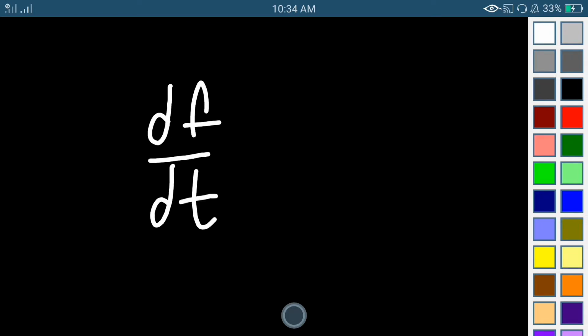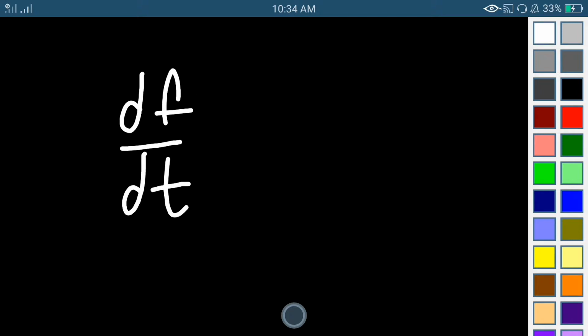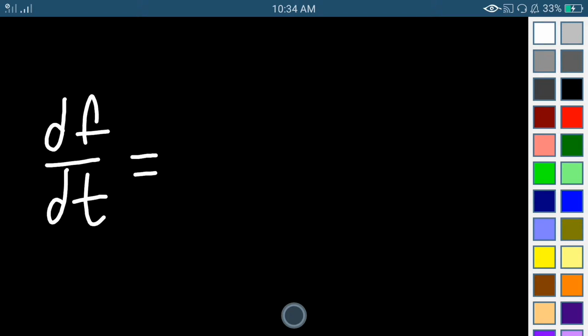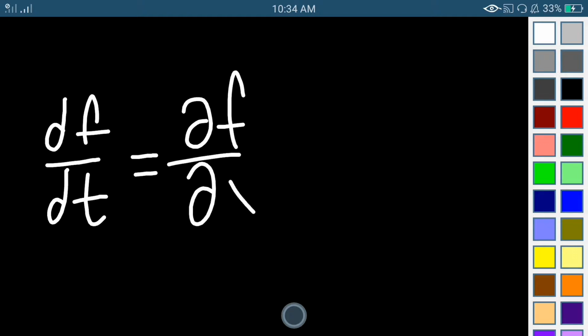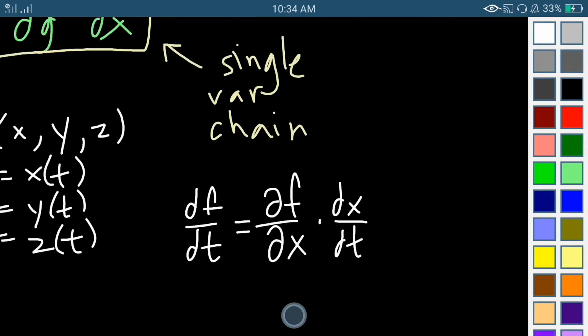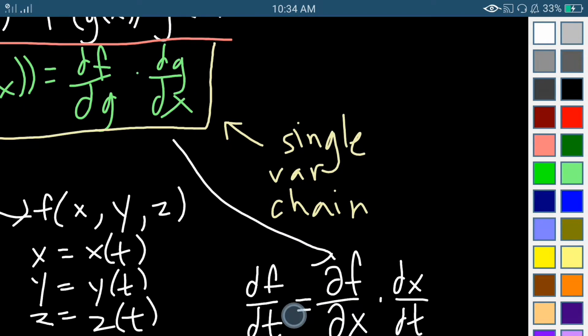So let's write the chain rule. Let's say we want to differentiate f with respect to t. So the formula is going to be partial f with respect to partial x times dx dt. Similar to this. Let me switch colors. Yellow, yes, yellow. Similar to this.